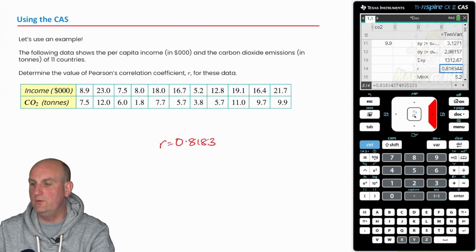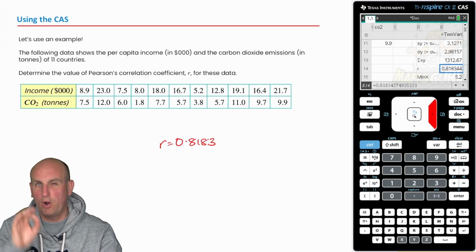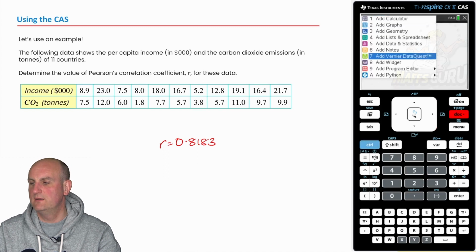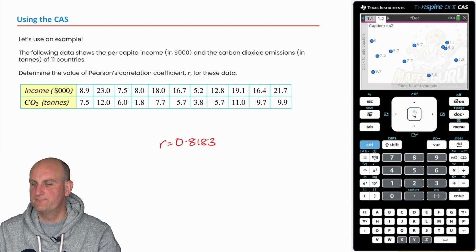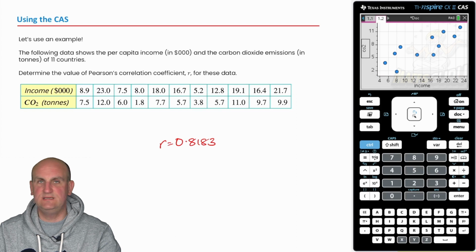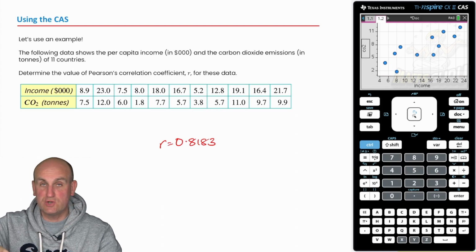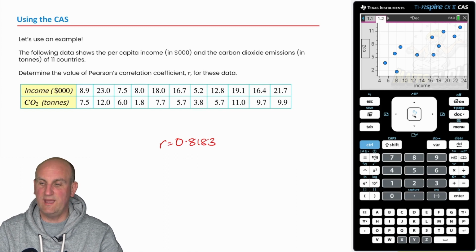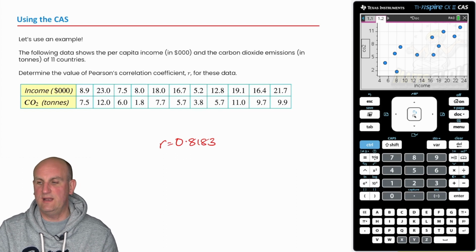Now again, what I want to do is just plot these things to make sure that my value of R is correct. And if I wanted to plot them, I go Control, plus Data and Statistics. I'm going to put that on the bottom and go Income and CO2. And what I notice is, yes, these points are sloping up, and so I do have a positive R value. Now, is there any way of getting that R value from here? Not so much. I can get an R squared, but I'm going to leave that for another lesson.